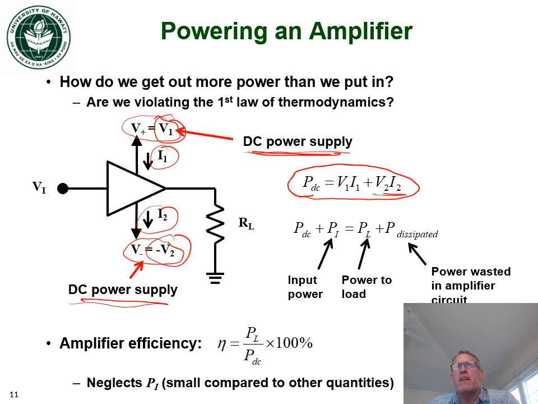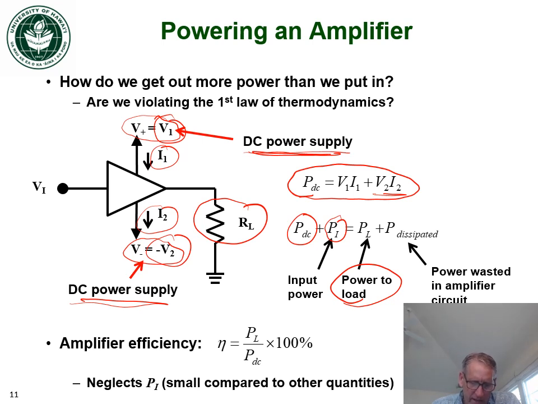And if we want to talk about the conservation of power here, then our input power, we have our input voltage along with our DC power, and that must equal the power that's going to be delivered to the load, right? That's PL, and the power that's dissipated elsewhere in the circuit. So these things have to add up so that we don't violate any law of thermodynamics.